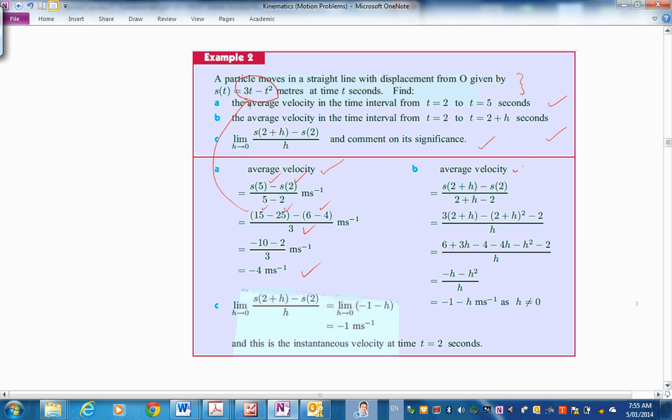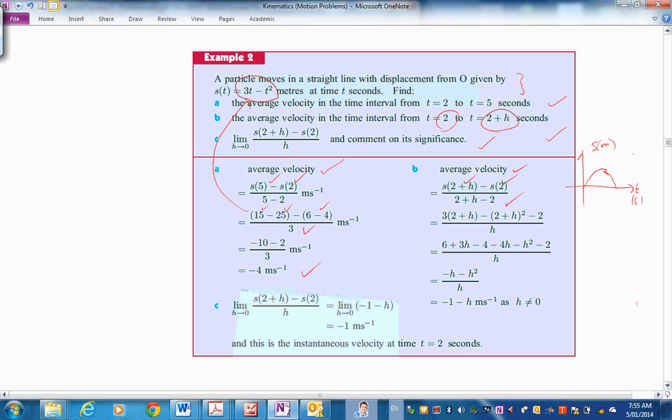Average velocity, using this notation, 2 and going out to 2 plus h, would be s of 2 plus h take s of 2 over h. So let's draw a graph of this. What are we doing here? T, and this is s, this is meters, don't forget that now, and seconds, and 3t take t squared is, let's try and have a look at the graph of that. That's 3, so it's going to be something like this coming down there.